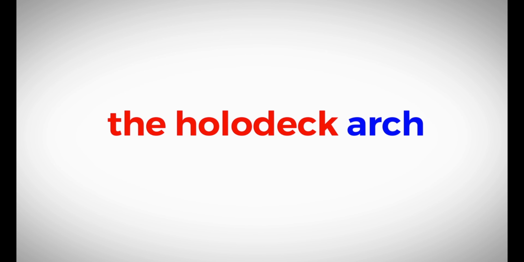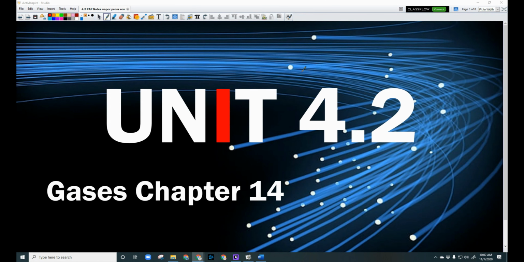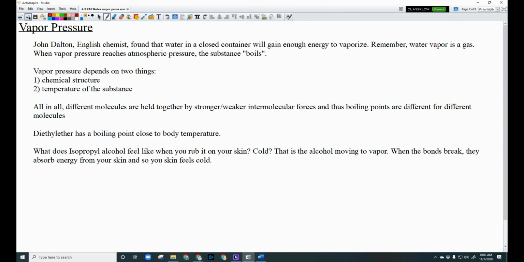Well, welcome back. This is Unit 4.2, and we're continuing our discussion on gases, Chapter 14 in the book. We're going to specifically be talking in 4.2 about vapor pressure of water. John Dalton, who is an English chemist, found that water in a closed container will gain enough energy to vaporize. And remember, water vapor is a gas.